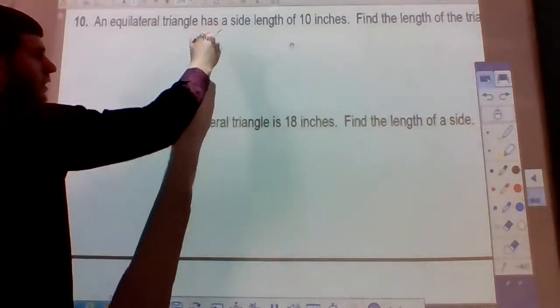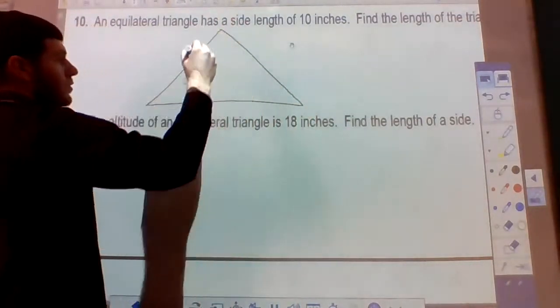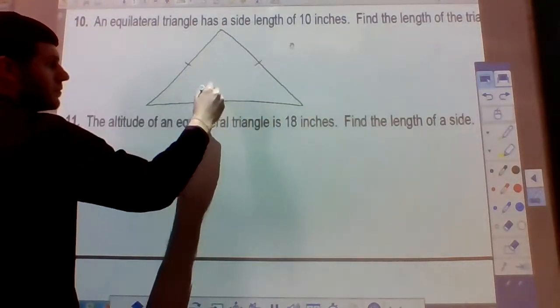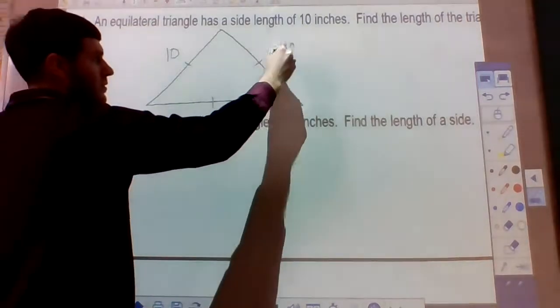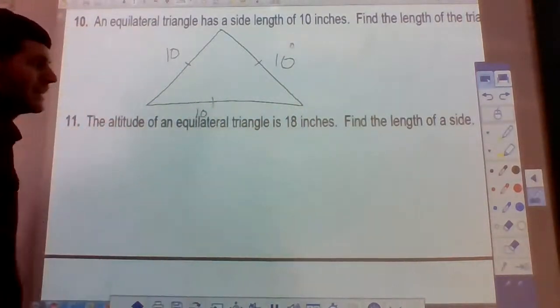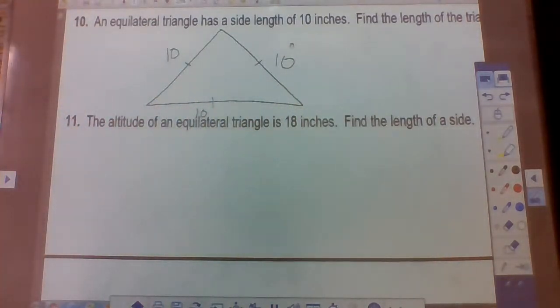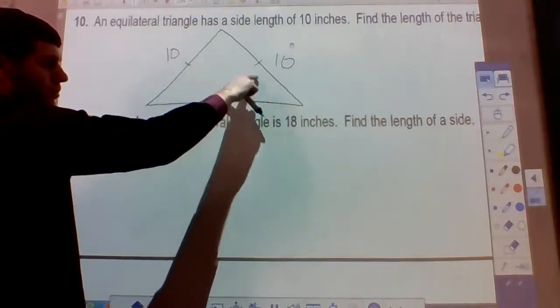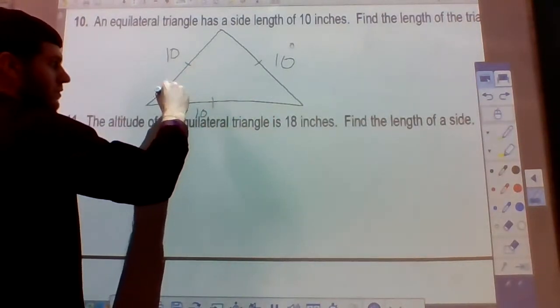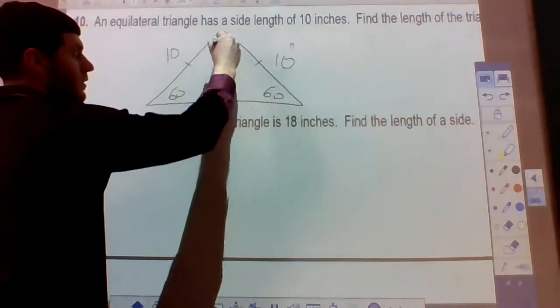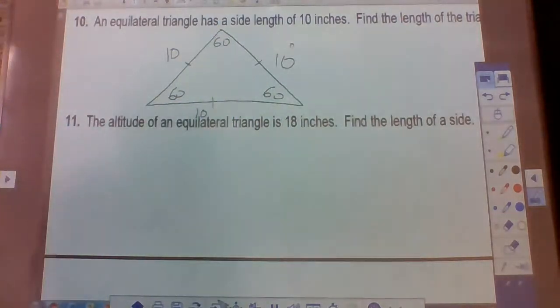So, equilateral triangle. Equilateral meaning all the sides are the same. They tell us those sides are 10. But we do know about the angles of an equilateral triangle. We know the angles are all 60, because all the angles are congruent. So 180 divided by 3 gives us 60, 60, and 60.